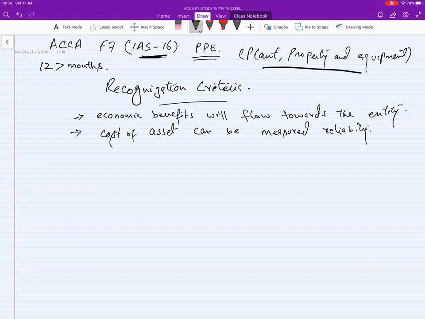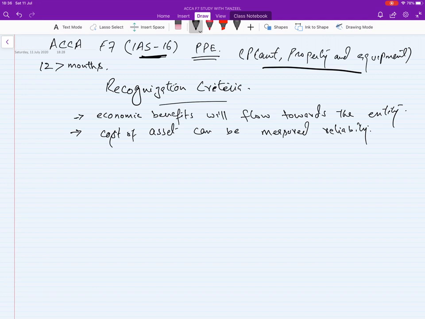If because of this asset you can expect economic benefits to flow towards the entity, it means you are going to get the benefits. The benefit could be in money, in efficiency, or in anything. So you will recognize this as an asset and capitalize it.